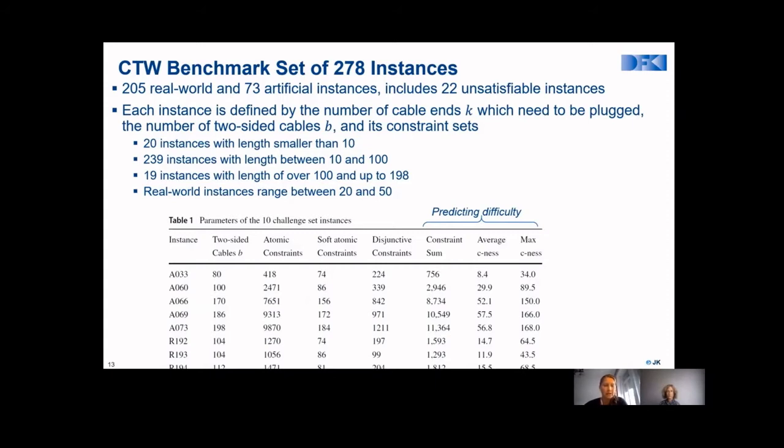And each of the instances is defined by the number of cable ends K, which need to be plugged, the number of 2-sided cables B, and its constraint set. Of these instances, only 20 instances have length smaller than 10. The majority of them, in particular 239 of them, have length between 10 and 100, and 19 instances have length over 100 and up to 198. The real-world instances, however, range between 20 and 50.